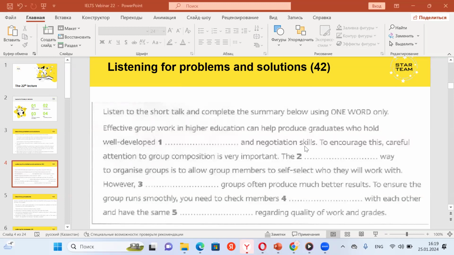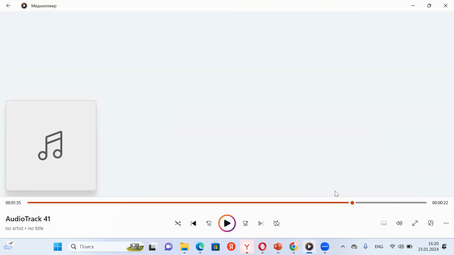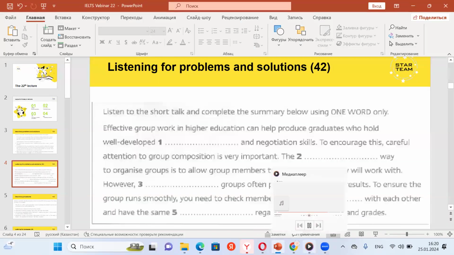Urge them to schedule regular meetings and agree on common expectations for the group assignment related to quality of work and expected grades. So they have common or the same, одинаковые. Что одинаковые имеют в виду? Что интересы, мотивацию. Schedule regular meetings and agree on common expectations for the group assignment related to quality of work and expected grades. So, кто-нибудь поймал? Did anyone catch?